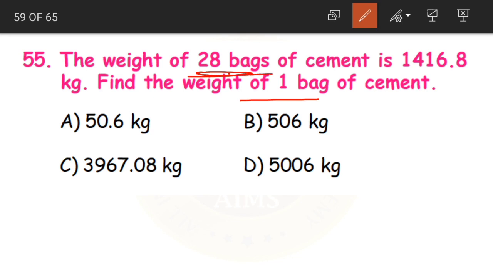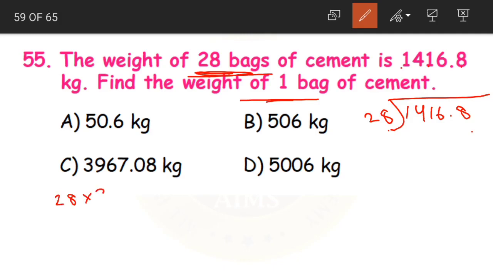We have the cost of 28 bags. We have the weight of 28 bags. We have to find out the weight of 1 bag. So we need to divide our number 1416.8 by 28. How do we divide a decimal number by a whole number? We just do it normally. We'll divide it normally. The only difference comes in our quotient. At the end, in the quotient, we will place a decimal point.